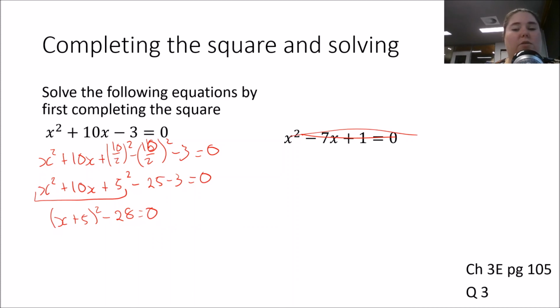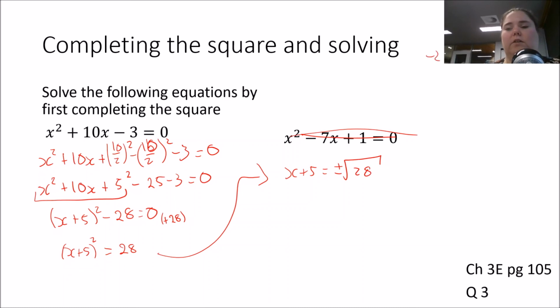The next thing we do is literally just rearrange our equation. So we're going to add 28 to both sides. So now I have x plus 5 squared equals 28. The next thing we're going to do is square root both sides. x plus 5 equals plus or minus the square root of 28. Now it's plus or minus because if we think negative 2 squared equals 4, 2 squared equals 4, so both of these get us the same answer. So we don't know if we square root 4 whether it's going to be positive 2 or negative 2. So that's why we take the positive and negative when we square root.